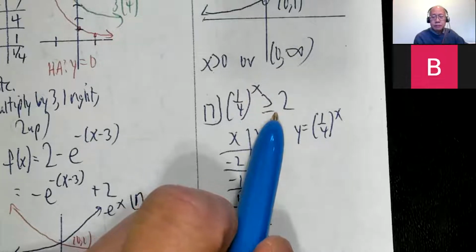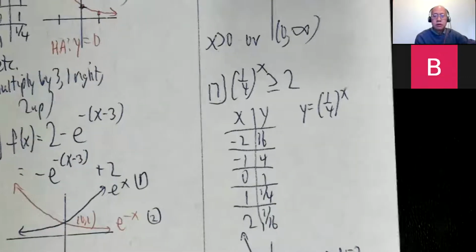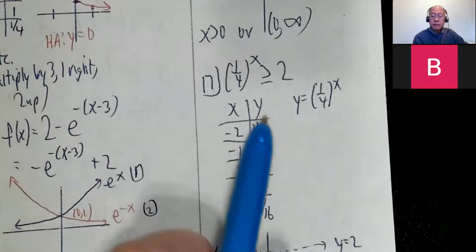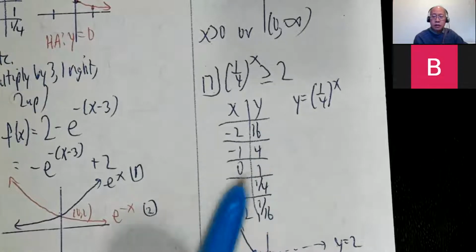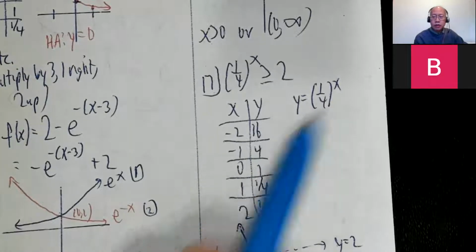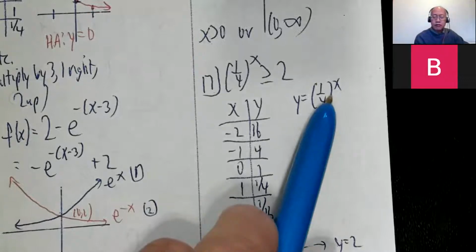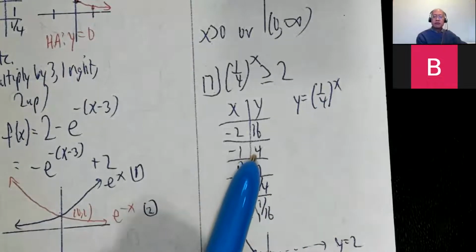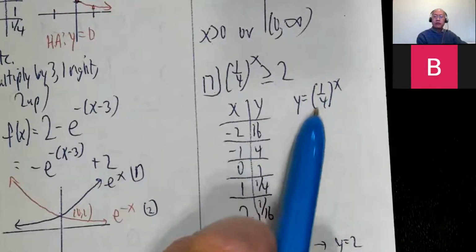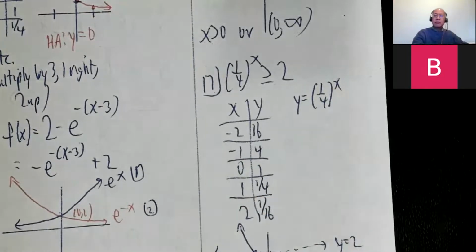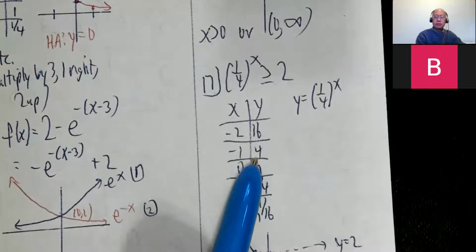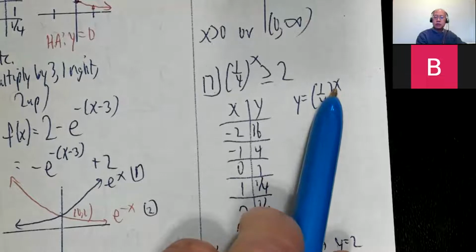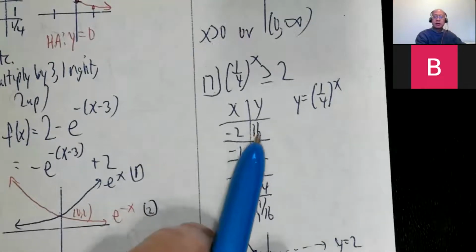First, I have to graph this. So I made my graph. Plug in 0, I get 1. Plug in 1, I get 1/4. Plug in 2, I get 1/16. -1 gives me 4: 1/4 to the -1, flip it, 4 to the 1. Likewise, 1/4 to the -2, flip it, 4 squared, 16.